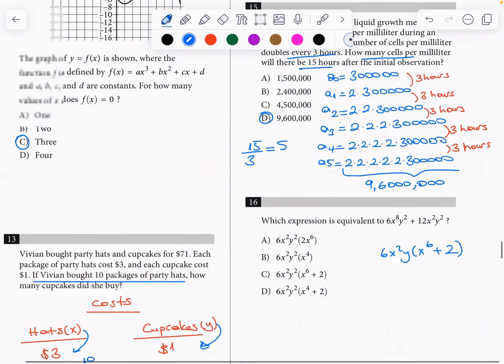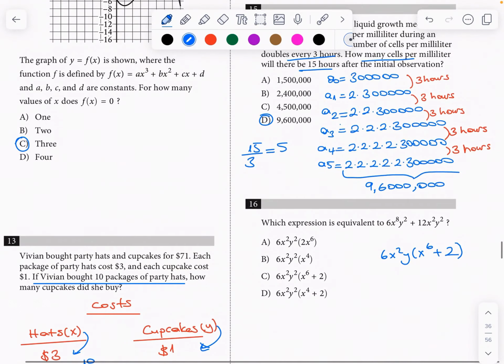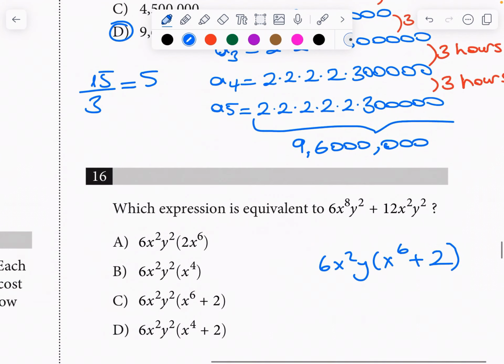Okay, next question. It's our last question for today. So it's simple, guys. Which expression is equivalent to 6x^8y^2 plus 12x^2y^2? First we need to find the greatest common factor here.